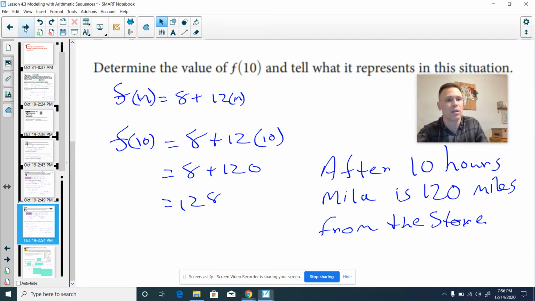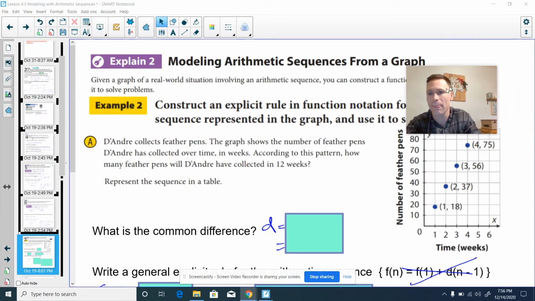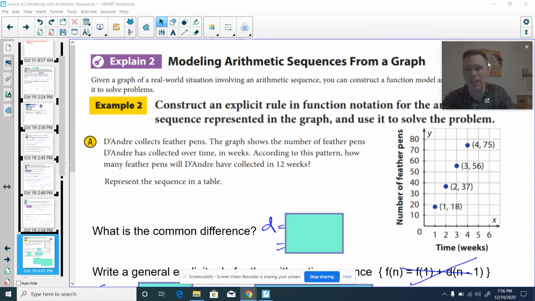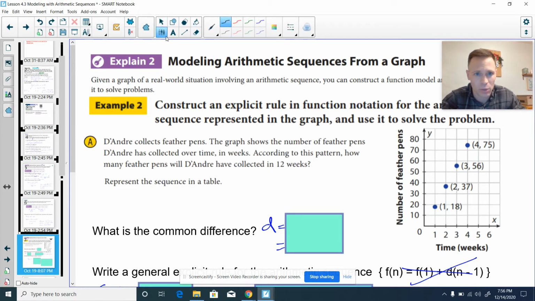All right, next example. Same instructions, but now I don't have a table. I have a graph, right? And remember, from every graph, we can always make a table because we have x and y values, or we can say f of x and x for those respective values. And so for this one, we can say we have 1 and 18 and 2 and 37 and so forth, right?